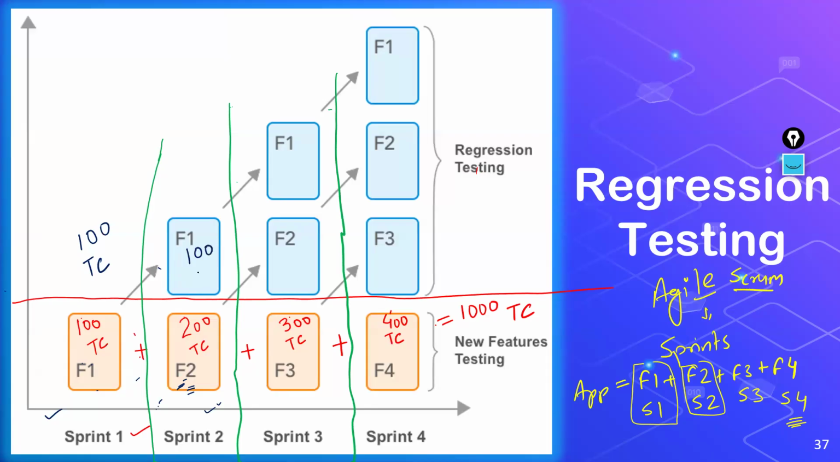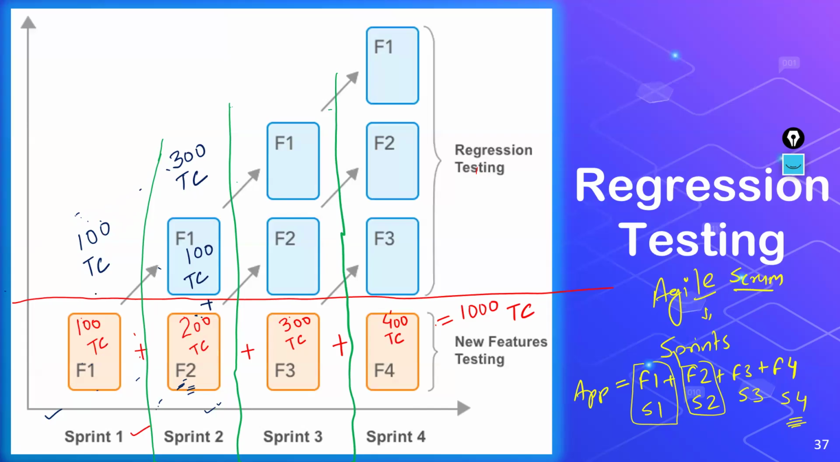So in sprint number two, you will not only test feature F2 with 200 test cases, but you will also test feature F1 again just to make sure that no errors were introduced in feature F1 because we implemented feature F2. So if I talk about the total efforts in sprint number two with regression testing, it would be 200 plus 100. That is 300 test cases.